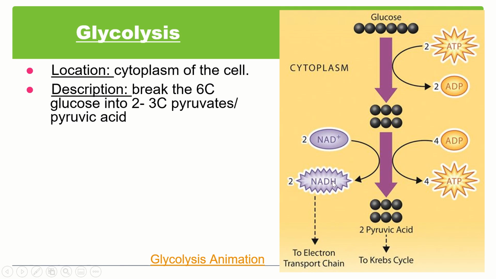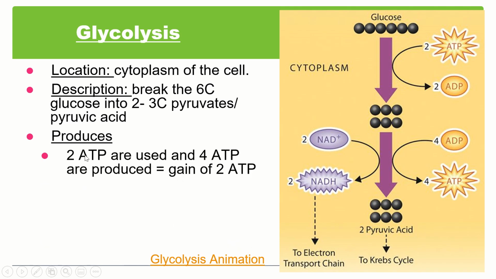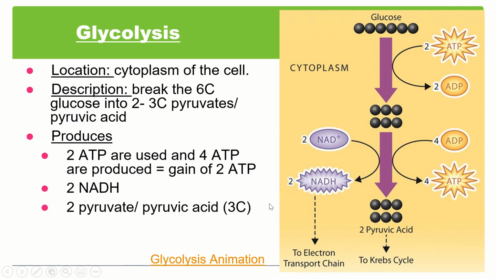From this, you get some NADH and 4 ATP. So overall, you are producing 2 ATP because 2 are used, 4 are produced. That equals a net gain of 2. You produce 2 NADH, and you produce the pyruvates or pyruvic acid, that 3-carbon molecule.